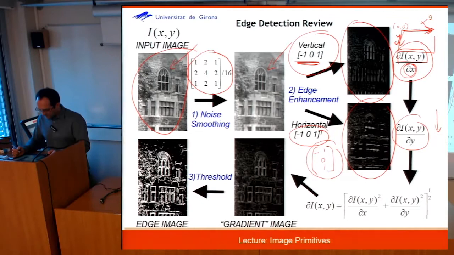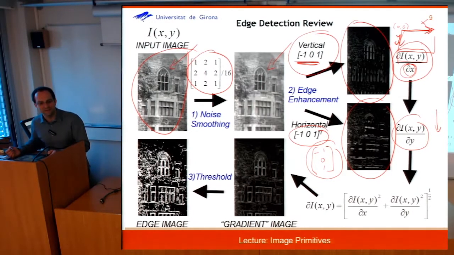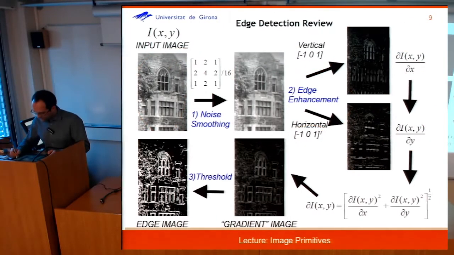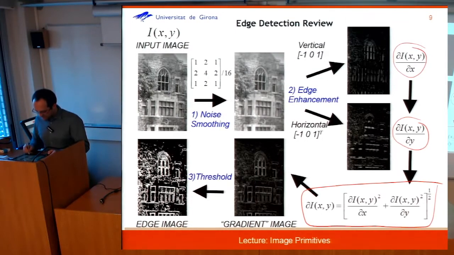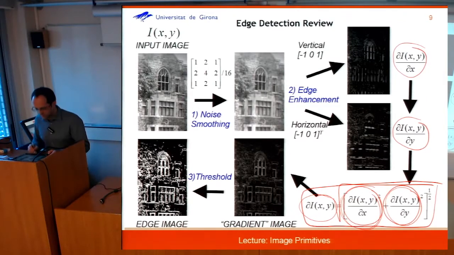And then how do I build the gradient image? The gradient image is basically the combination of the partial derivative with respect to x and the partial derivative with respect to y. I do it like this: I take the derivative in the x direction and the derivative in the y direction, I square them, add them, and take the square root of all this. This is what gives me the derivative of the image. This derivative of the image is known as the gradient image.